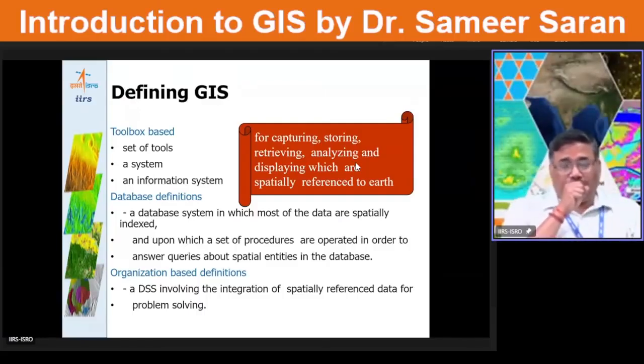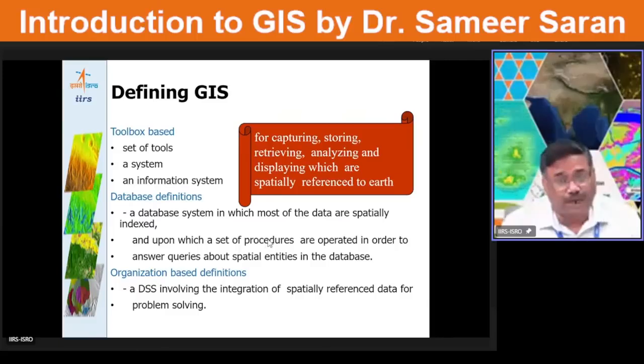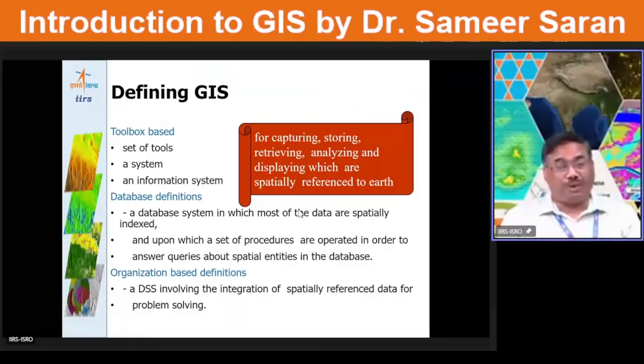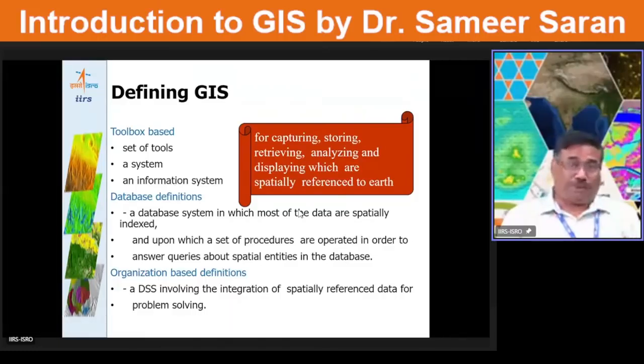Another important part of GIS is the database definition. The advantage of using GIS is the database system which is inbuilt into a geographical information system. It uses all the database capabilities within GIS, and it can retrieve and store, providing all the capabilities which are available in a commercial RDBMS system. It can also help you develop decision support systems for various applications related to the integration of spatially referenced data for problem solving, for example decision support systems for water applications and agriculture. Many types of applications can be developed by making use of a geographical information system.